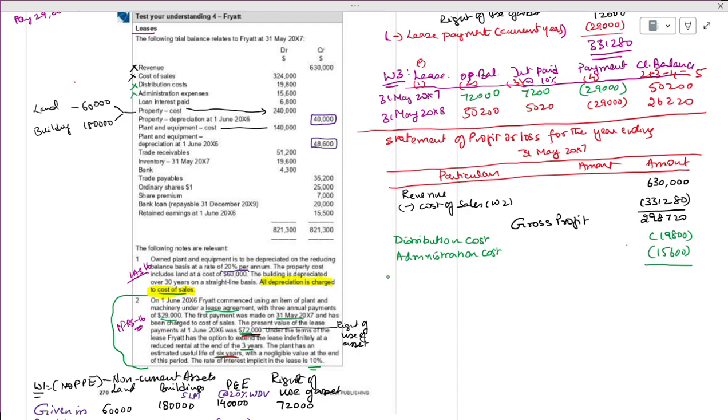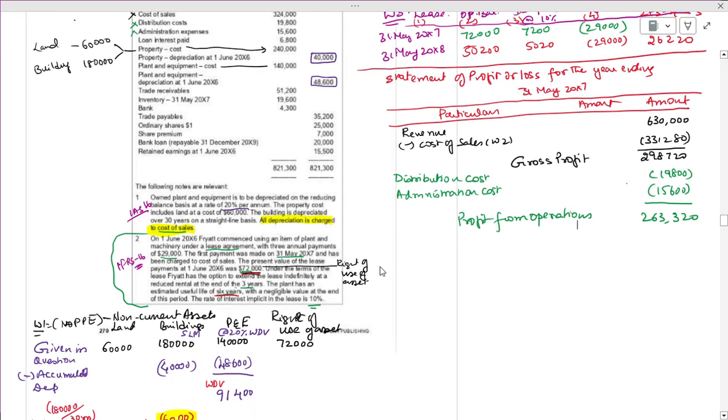298,720 minus 19,800 minus 15,600. How much? 263,320. This is profit from operations. Next, what do we have to write?